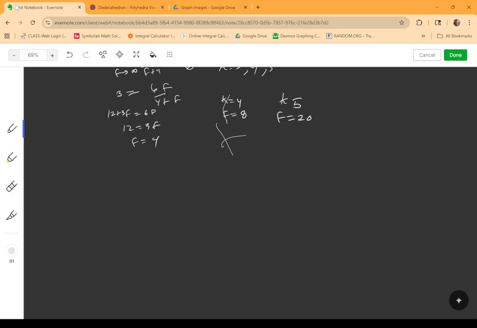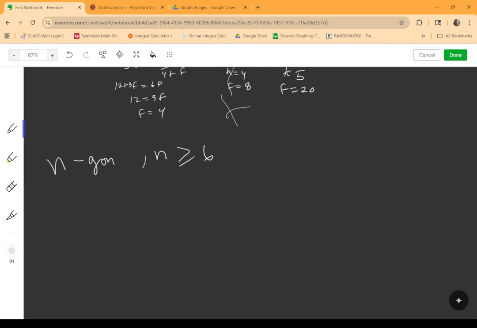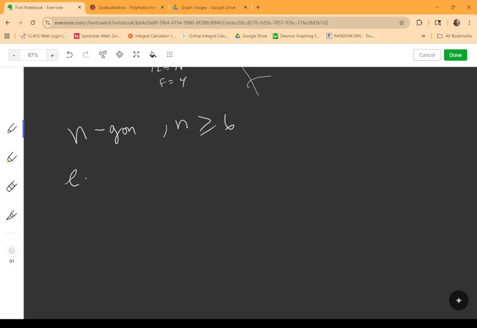But that is about as high as it goes, and this is why. So let's look at an n-gon, where n is greater than or equal to 6. An n-gon is just a regular polygon with n sides. And we're going to show here why that is impossible. So the edges will be n times f over 2. Again, this over 2 is because they're tiled as a 3-dimensional solid, so each edge is doing double work. It's an edge to 2 faces.